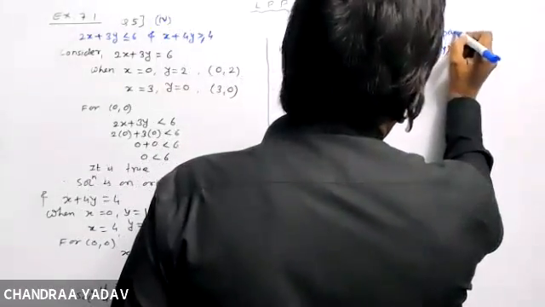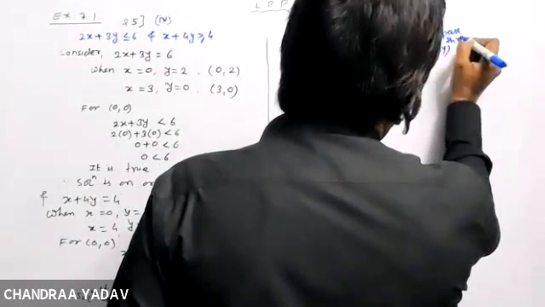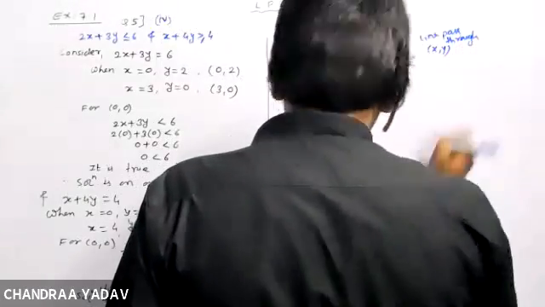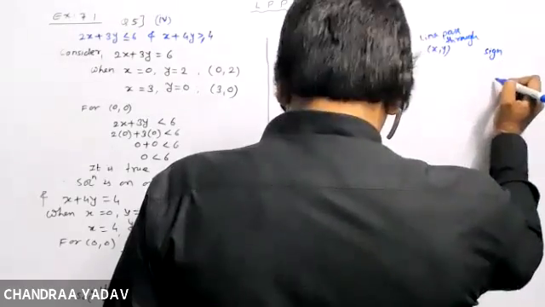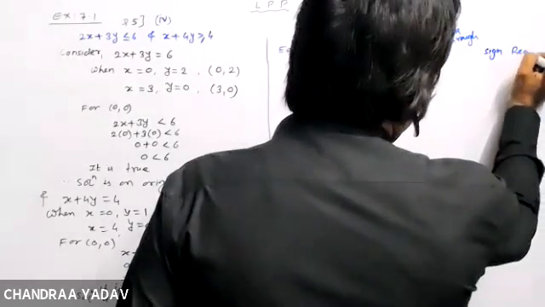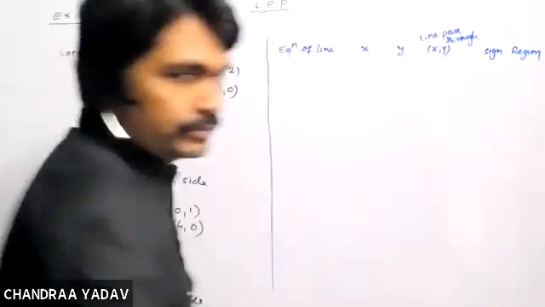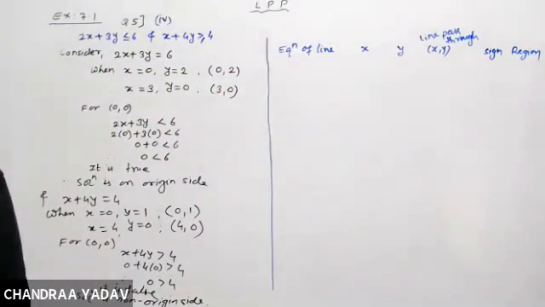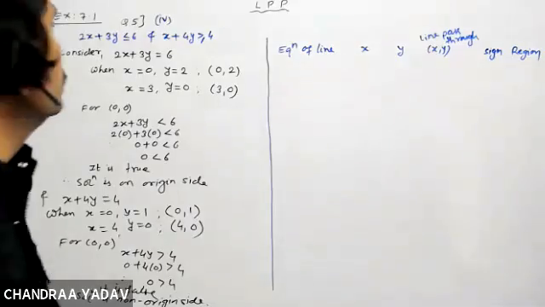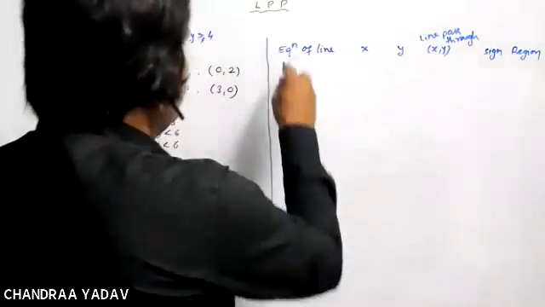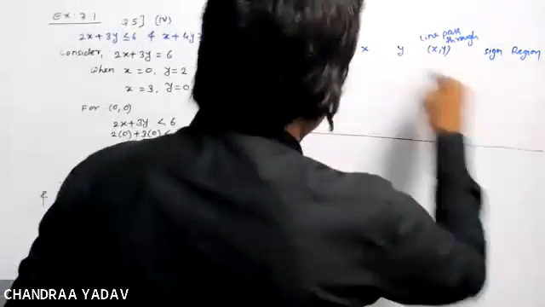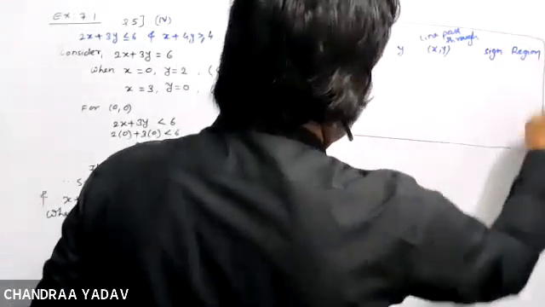Line passes through, and then we'll write here sign, and then region. Okay. So all this representation can be represented in this way also by making a box, this table.